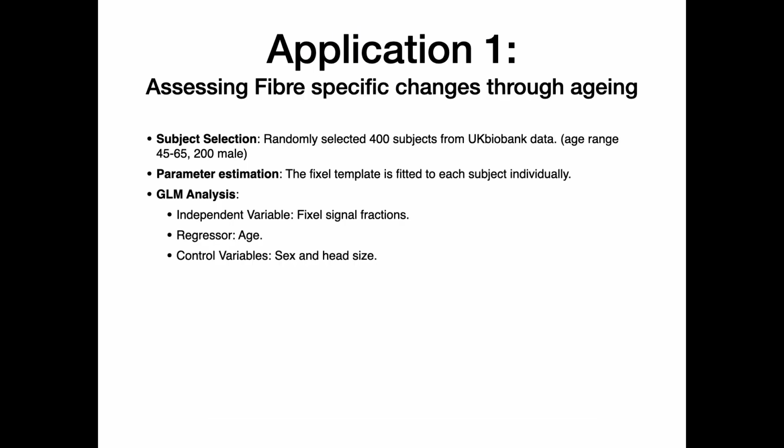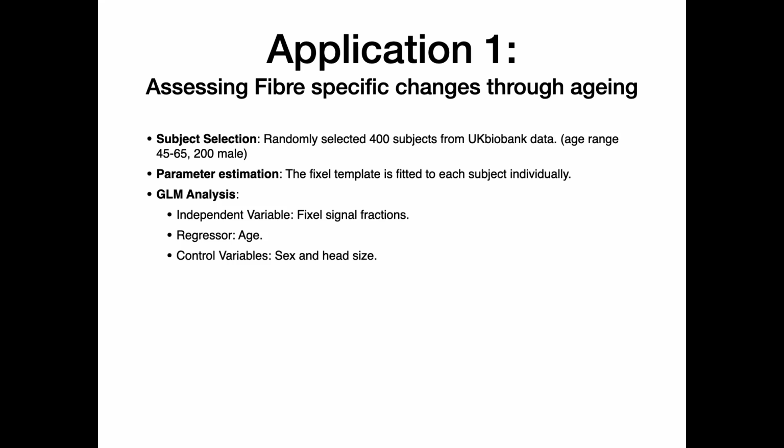To demonstrate how Whim works and what is the main output, we applied it to a simple question. Does white matter fiber strength change with age in midlife? And if so, where in the brain does this occur? For this, we selected 400 random subjects from the UK Biobank dataset, aged between 45 and 65, balanced across sex. The pixel template was fitted to each subject individually to estimate fiber-specific parameters.